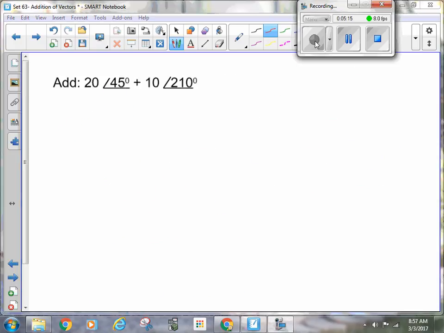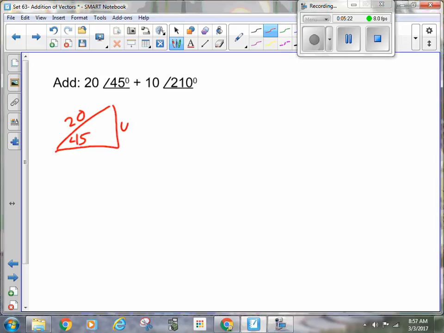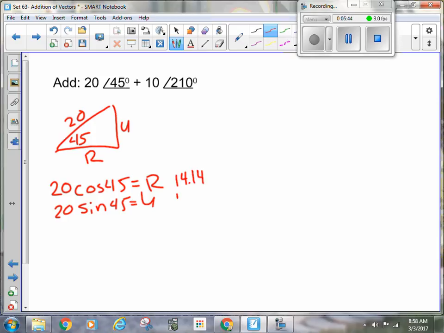Okay, so let's look here at our last one. We have 20 at 45 degrees. So our U and our R. So we can say 20 times the cosine of 45 is our R, and 20 times the sine of 45 is our U. So if we get those in, and actually with 45, and you'll learn about this when you talk about unit circles, the 45 is the nice angle. These are the same here, 14.14.